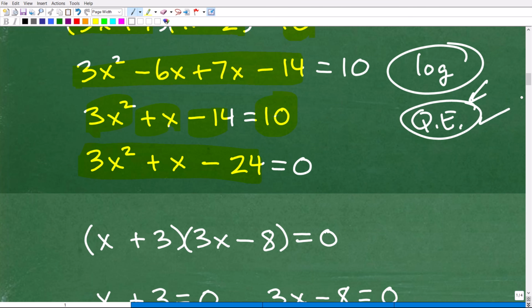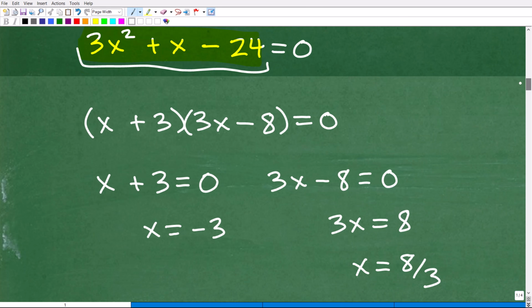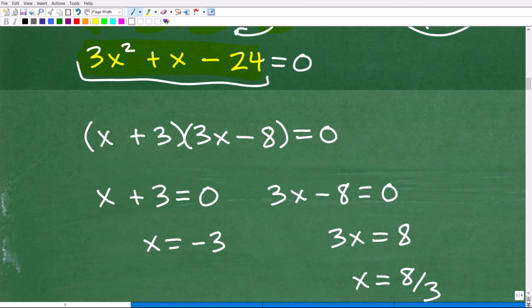So yes, you're going to have to solve a quadratic equation here. We have to set this equal to 0. I'm going to take this 10, move it over to the other side, and subtract 10 from both sides of the equation. I get this trinomial: 3x squared plus x minus 24 is equal to 0. What can I do here? Luckily, this trinomial we can factor. We always want to try to factor. That will be x plus 3 times 3x minus 8.